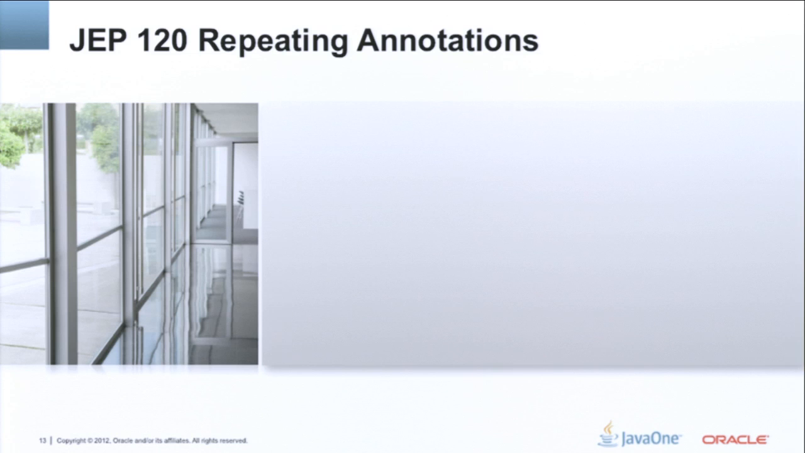Repeating annotations, I've been working on that. I've been doing the changes in the Javac compiler. The need for repeating annotations comes from the fact that today you can only have one instance of an annotation of a certain type per declaration. So you can't write @Foo twice. We think that was a mistake, and there is a need to write multiple instances of the same annotation type.